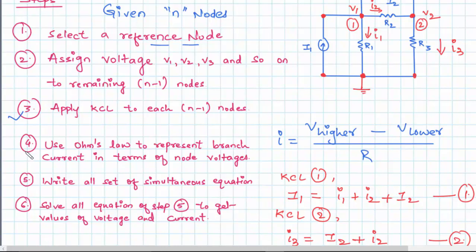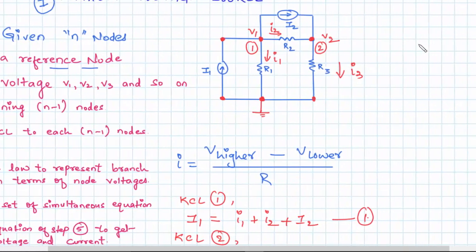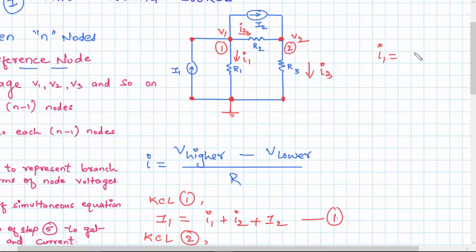Let's apply step 4. In step 4, we need to use Ohm's law to represent branch current in terms of node voltages. We can represent I by V higher minus V lower over R. So let's consider this circuit. We have I1 is equal to V1 minus 0 over R1. See that 0 is taken as the reference voltage because this is the lowest potential over here. That's why I have taken it as 0.